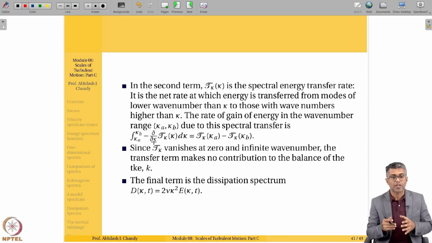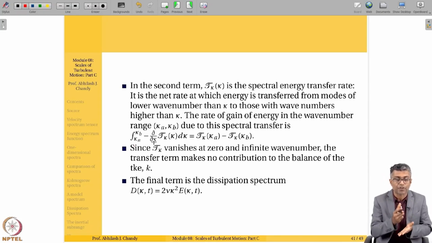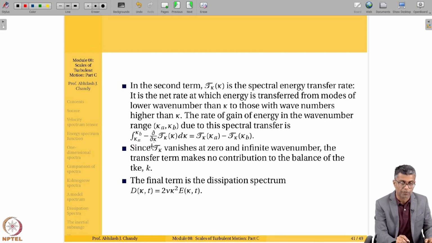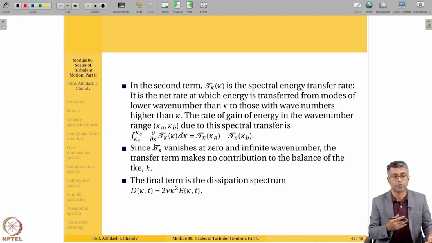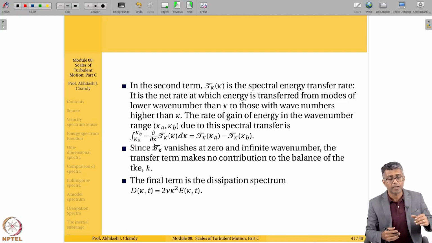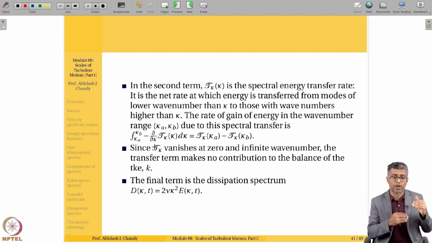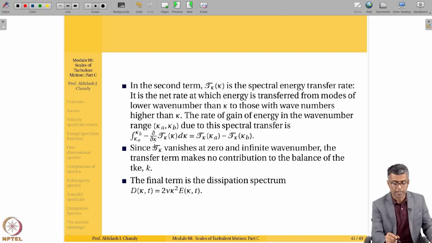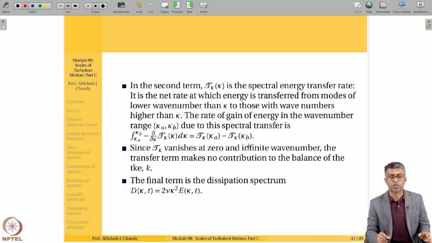Since you are trying to find the rate of gain of energy, that is why you are taking the derivative with respect to kappa, del kappa. Here it is only in the wave number range kappa A to kappa B. And since you are taking an integral of a derivative, it comes out to be T kappa of kappa A minus T kappa of kappa B. So essentially the difference between the two endpoints.